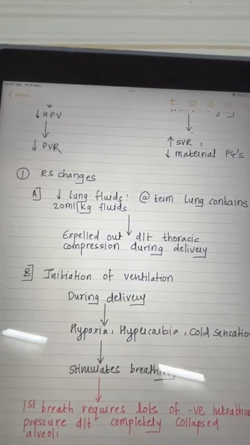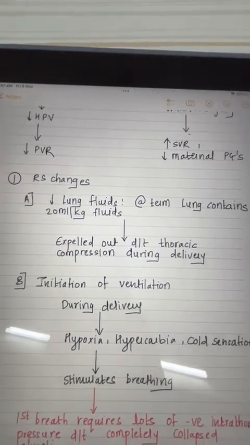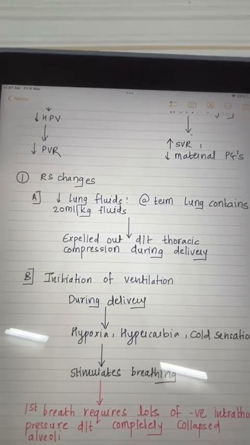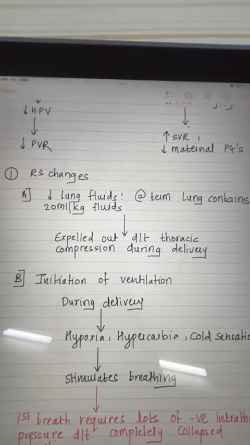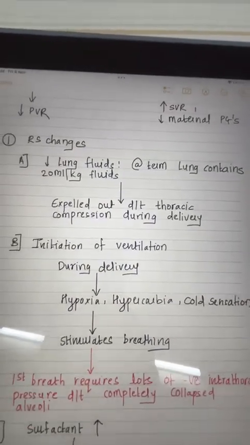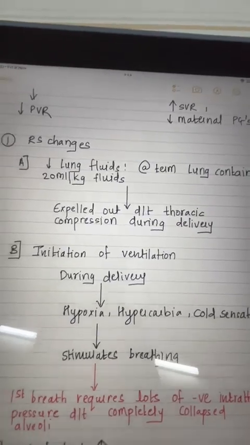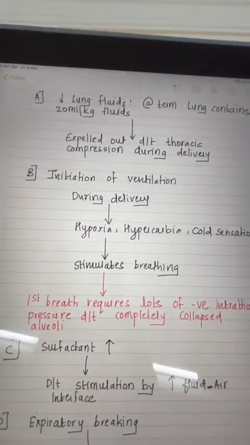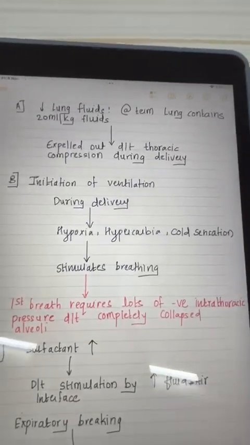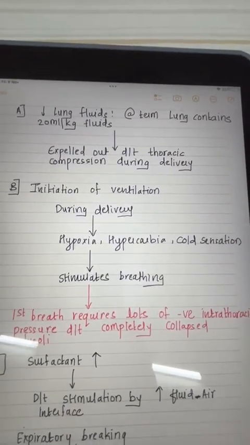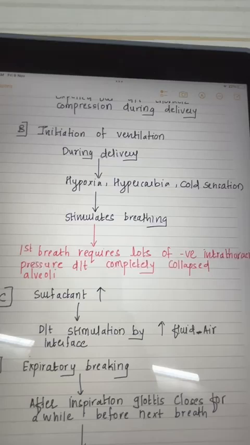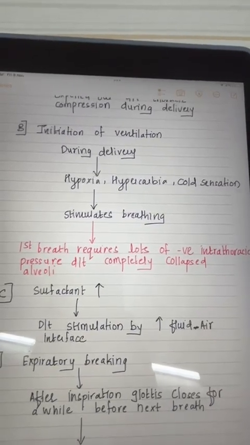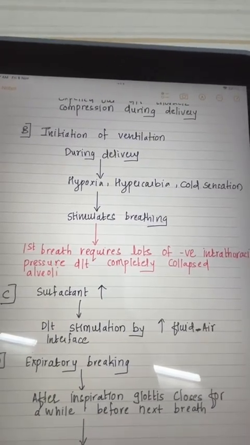So, respiratory changes. There is a decrease in lung fluids. Usually, the fetus has 20 ml per kg of lung fluid at term, and it is expelled out due to thoracic compression during delivery. Second, there is initiation of ventilation. During delivery, there is hypoxia, hypercarbia and cold sensation which stimulates breathing. The first breath requires a lot of negative intrathoracic pressure due to completely collapsed alveoli.